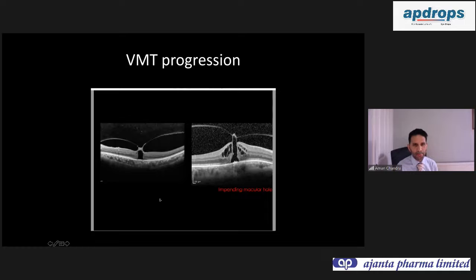And you can see here the vitreous is pulling on the fovea, disrupting the anatomy of the fovea and progression here. And this is a macular hole which is impending. We would not necessarily surgically treat this. You may watch this, but you can only watch this patient with repeated OCT scans.